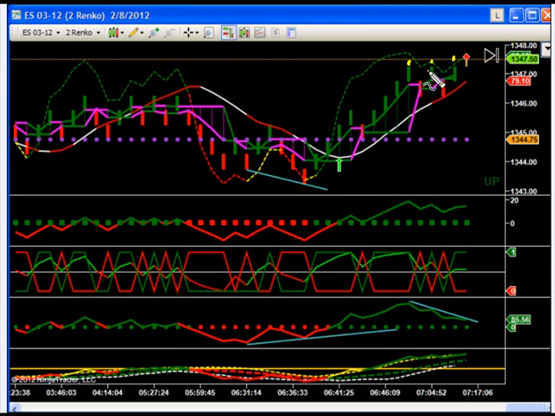Now I probably should have got out of this earlier somewhere in here, but I got distracted by some emails and wasn't paying close attention, so I came over here and saw this going down and see the choppiness in here, and so I was lucky to get out when I did right here, and that was a 2-point profit for the trade.